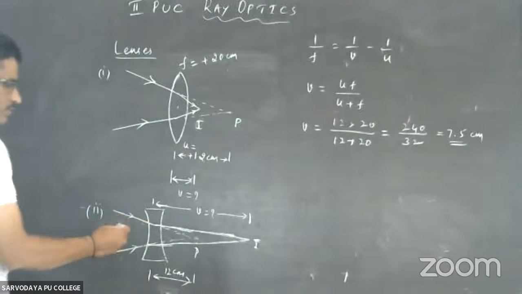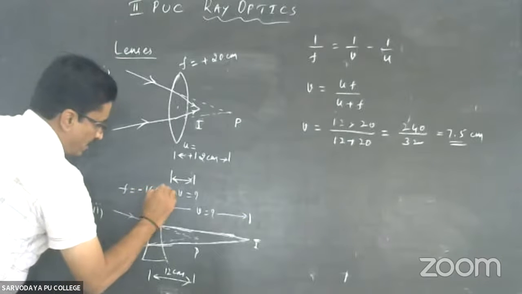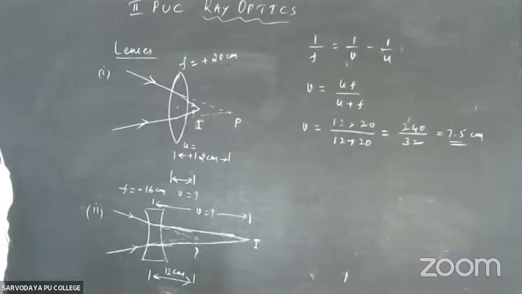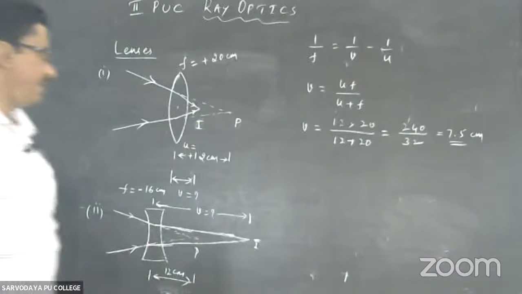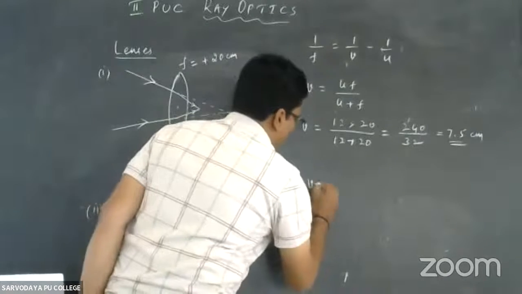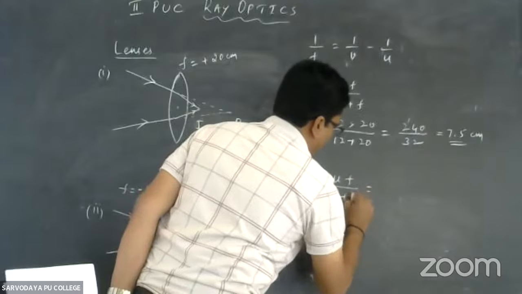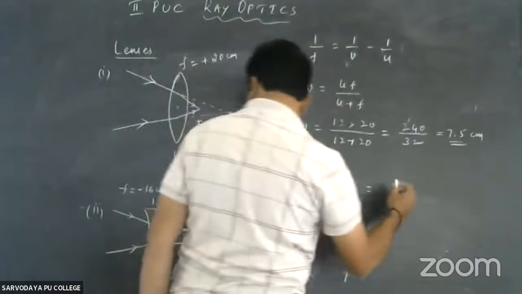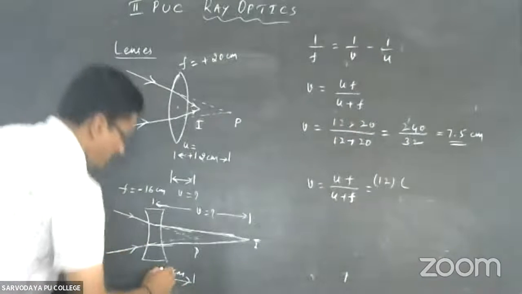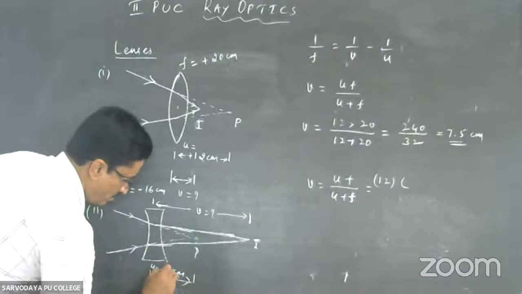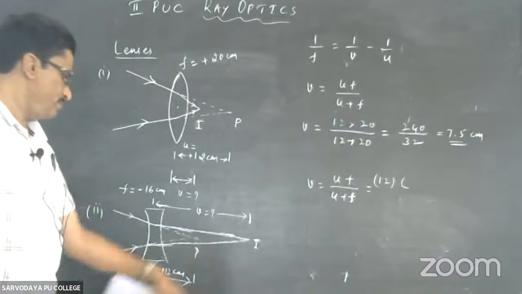Now let us come to this one, and the focal length here has been given, and it is a concave lens. Therefore, focal length is minus 16 centimeter. This is the value they have given. Therefore, again, same formula, v is equal to uf by u plus f. In this case, u is, well, there is no change. Sign is also positive. This is plus 12. Again, the same reason.